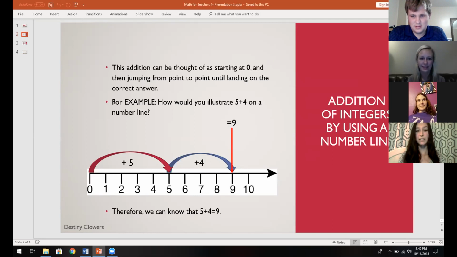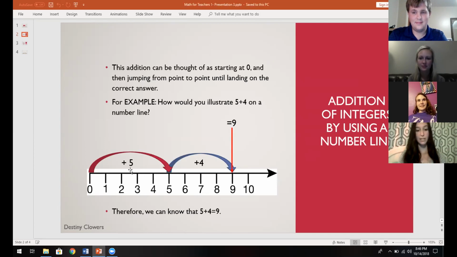So how would we illustrate 5 + 4 on a number line? Well, you would start at point 0, and you could either jump from one point to the next until you get to 5, or you could just start from 0 and jump all the way to 5. To add 4 to that, we would then start once again at point 5, and the tail of 4 would start at 5, and we could jump all the way to point 9.